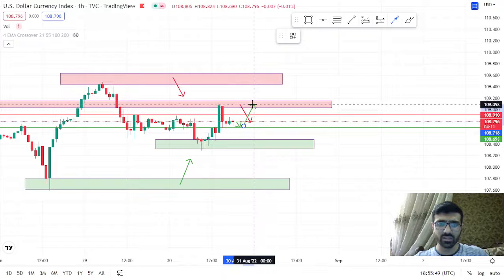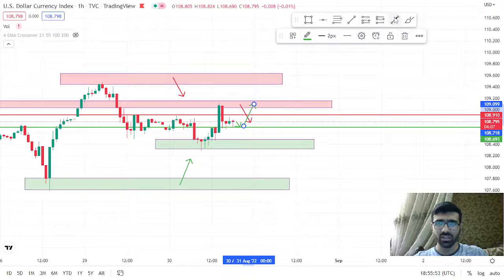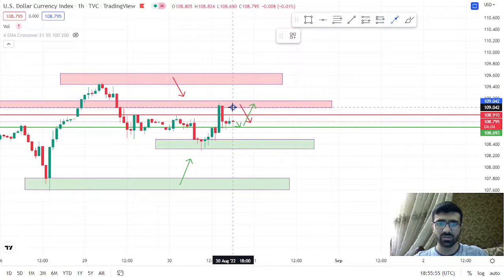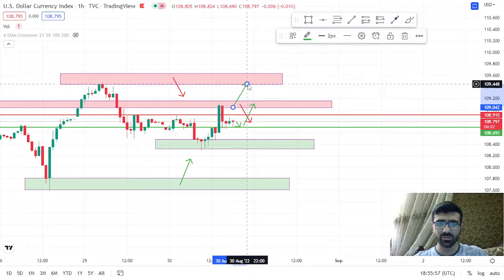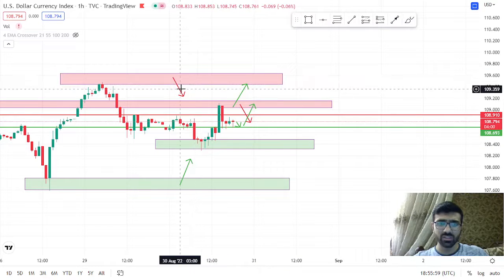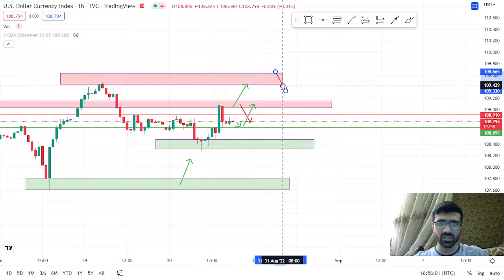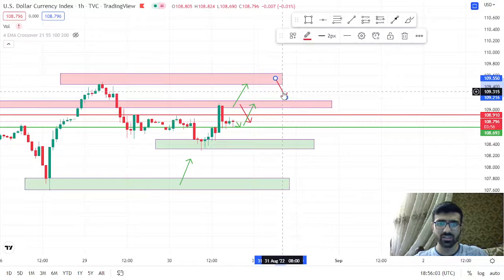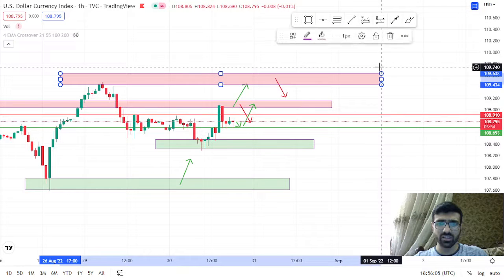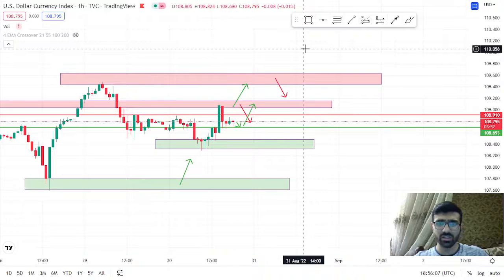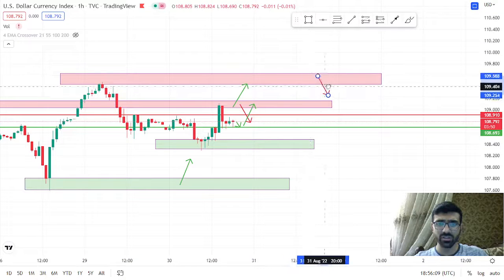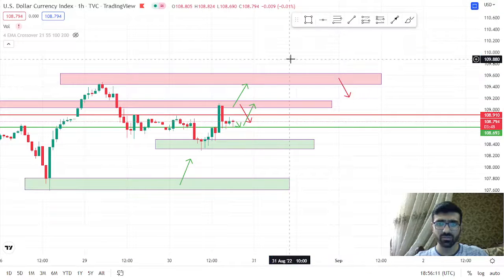There is a good chance that the market would be breaking this area as well, and if that happens, we can also go long from here. But just keep an eye out for this area, as it is still valid, and there is a good chance that the market might give us a good selling opportunity from here once again.